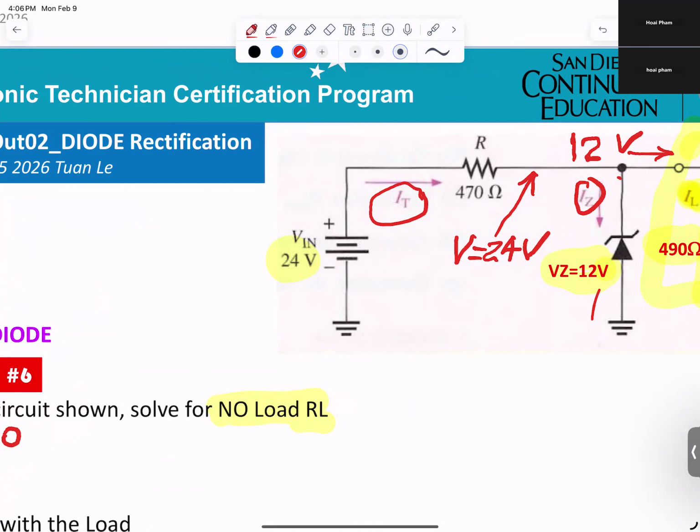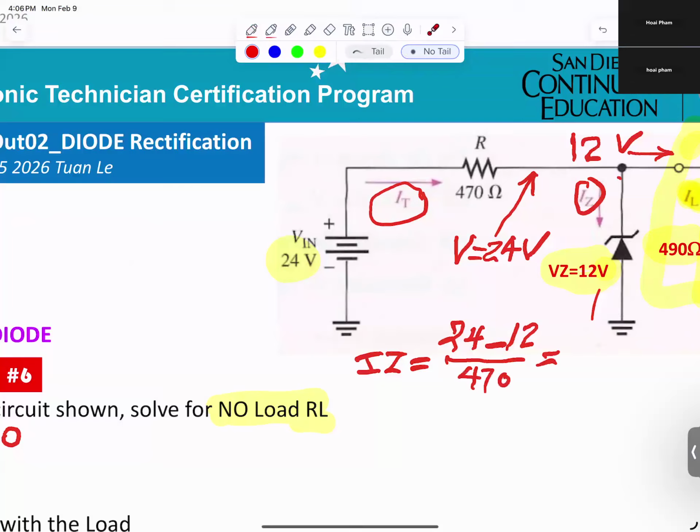Okay, so in order to calculate that current, equal 24 minus 12, divide by 470 ohm. The thing is, with 470, the current will flow this way, go here, here, here, go down here. That's it.